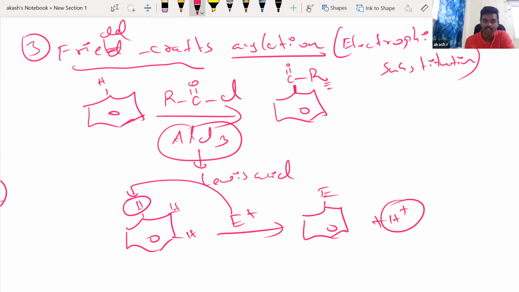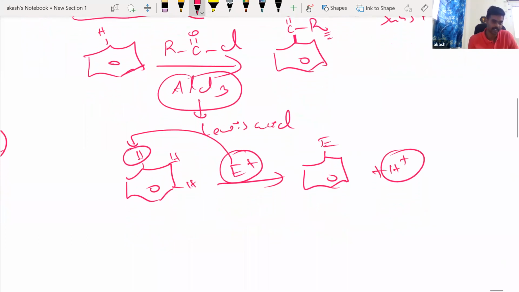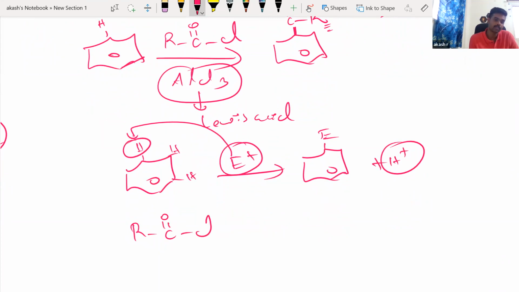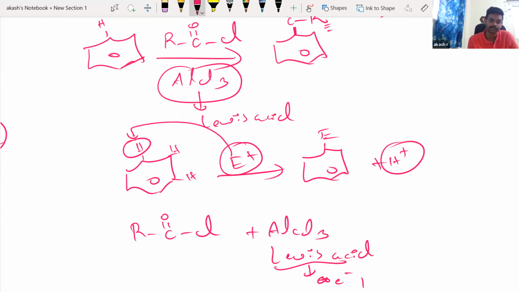Now, how exactly does this reaction happen? We are saying that an electrophile is produced. There should be some kind of positive charge, only then will we be able to have this kind of reaction. So we have this RCOCl, and that is going to react with AlCl3. I know that AlCl3 acts as a Lewis acid. All Lewis acids are electron pair acceptors.